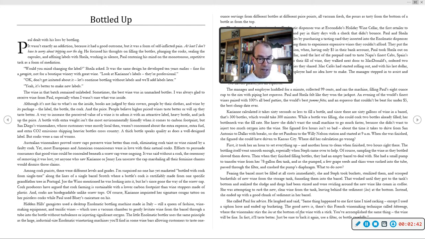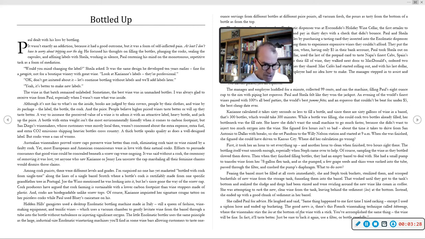Among cork purists, there were different levels and grades. I'm surprised no one has yet marketed a bottle with cork from a single tree. Along the lines of single barrel scotch, where a bottle's cork is certifiably made from one specific grandfather tree in Portugal. Joe the wino mentioned he was looking into it, but he's since gone the way of the screw cap. Cork producers have argued that cork farming is sustainable with a lower carbon footprint than wine stoppers made of plastic. And corks are biodegradable, unlike screw tops. Of course, Carrie Ann imprinted her signature cougar tattoo on her priceless corks, while Paul used Bluey's caricature on his.